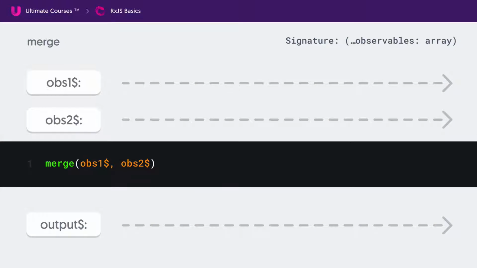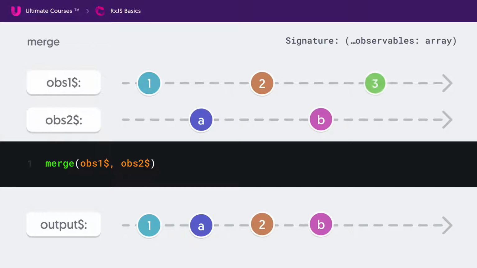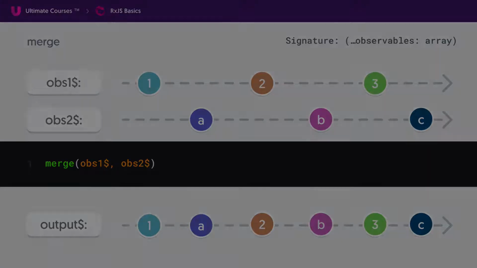Merge lets you create an observable from a variable number of other observables you supply. Then, on subscription, merge subscribes to all inner observables at once, emitting all values emitted by any of these observables as they occur. So, in this example, anytime observable 1 or 2 emits any values, these values are emitted by merge.